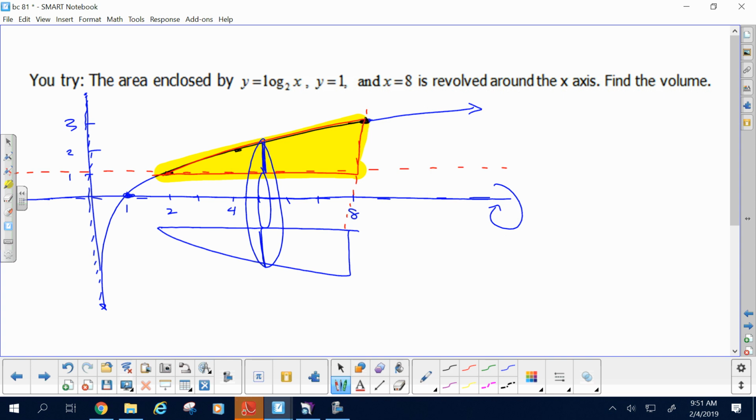Now again, this is that case of today where the region doesn't abut or isn't adjacent to the axis of revolution. When there's a gap between the region and the axis, then that gap revolved makes a gap in the 3D figure and therefore a washer. Try from there. You may use your calculator to evaluate the integral, but first set the integral up.